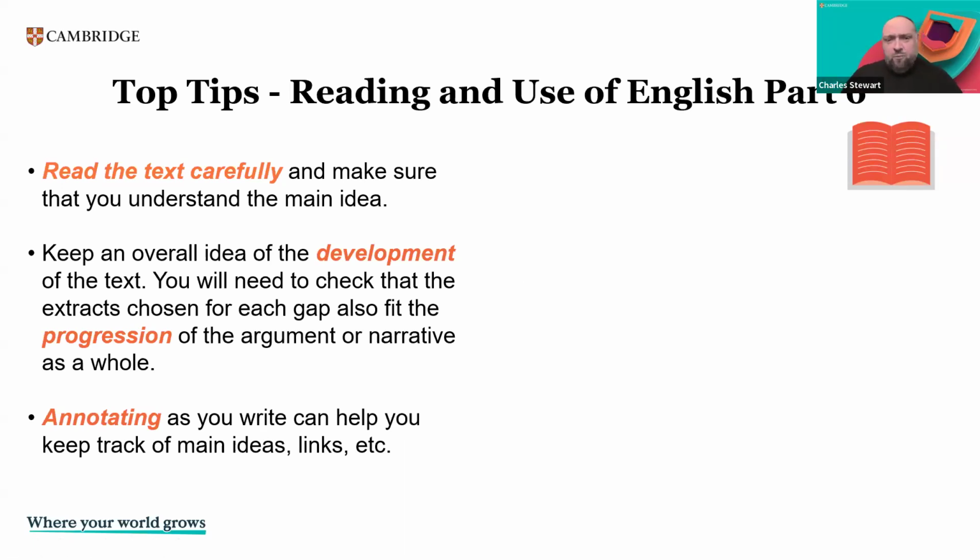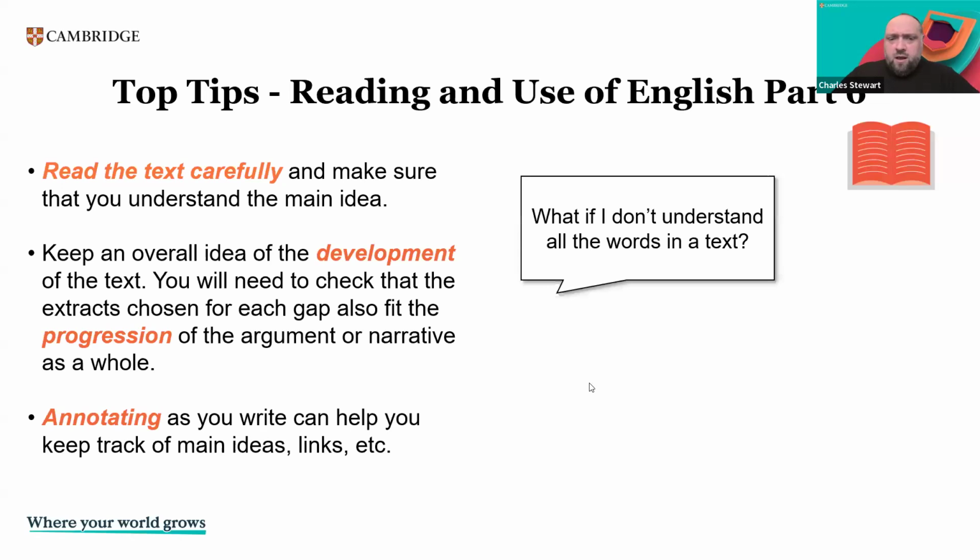A big tip that I will give you for part six involves your pen. Read with your pen. Make sure that as you're reading through the text, you're underlining things, you're circling things, you're writing notes on the test paper. If you do the digital exam, you still can read with your cursor and you're able to highlight things. You're able to write notes as well. So all of the same techniques can be used no matter the paper-based or the digital exam.